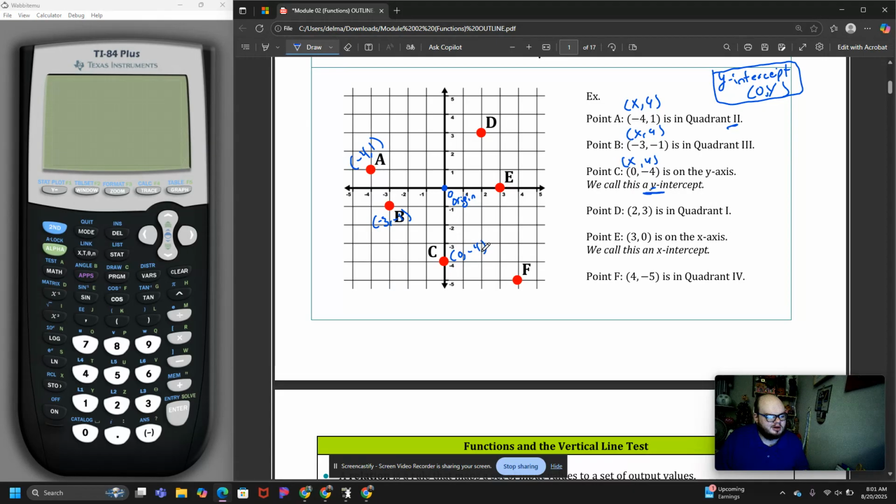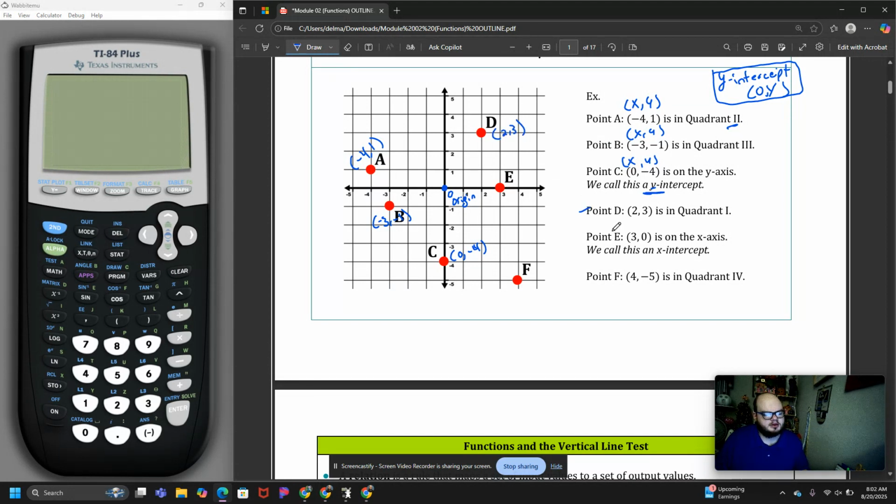That's important when it comes to drawing a line and dealing with slope. We always kind of want to start with the y-intercept. Okay, and then this point, 2 and 3 is right here.